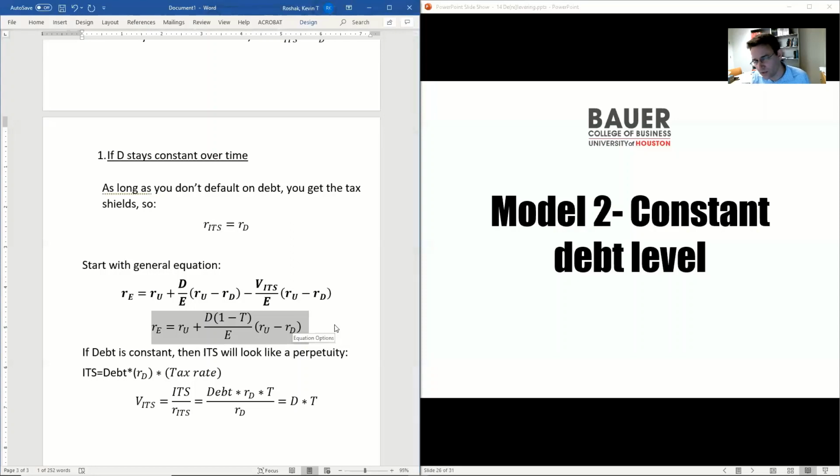We're not going to practically use this equation. It's just to give us an idea of how the relevering depends on what's going on with the tax shields. It depends on what's going on with your capital structure. This is one simplified example to see that.